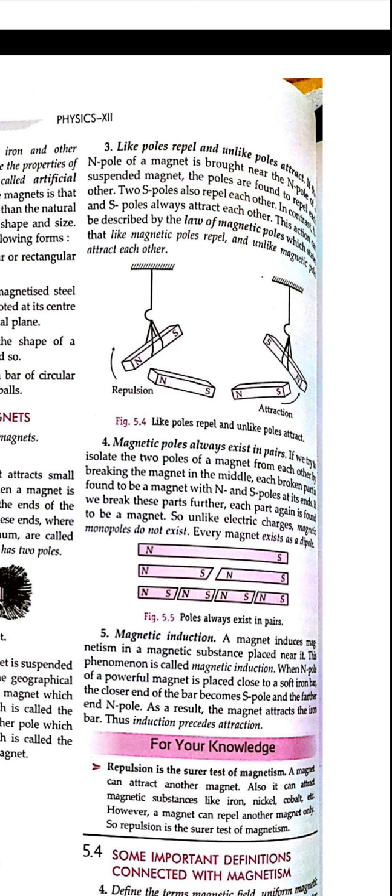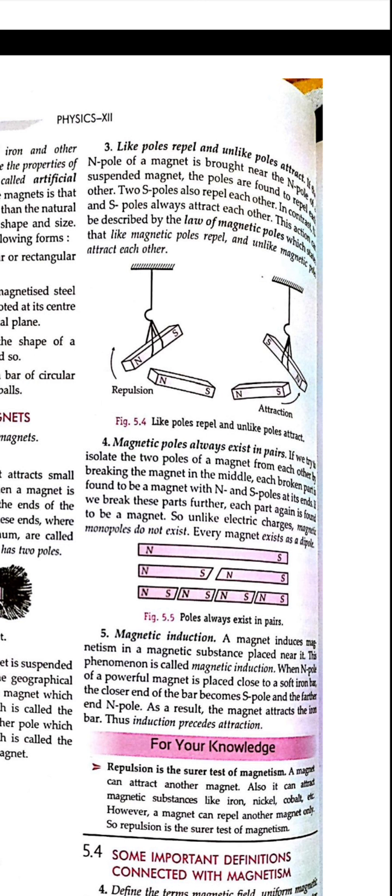And if north and north poles are allowed to come towards each other, it is said to be repelling. Similarly, magnetic poles exist in pairs. What does it mean? If we break a magnet, it doesn't mean that the north and south poles will be divided. Rather, the different parts will each have their own magnetic poles.